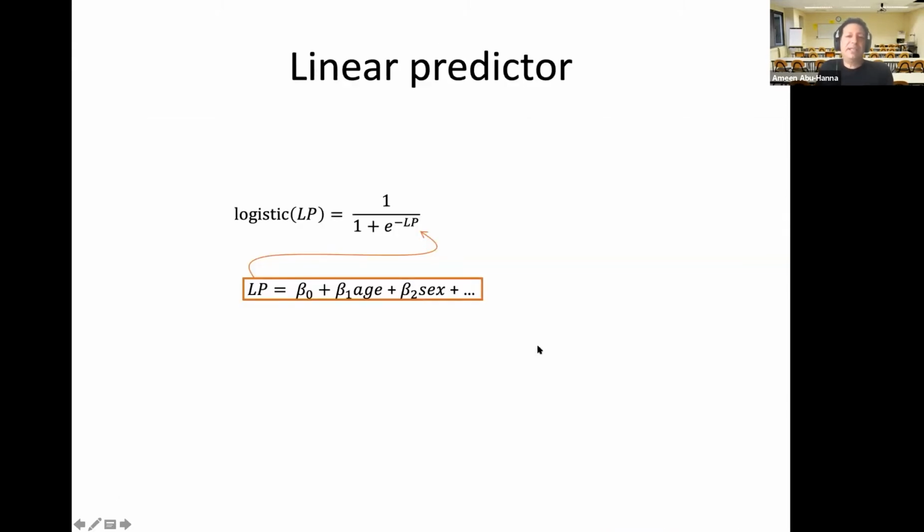And of course, it is not useful if you just have one variable. You can also put what we call the linear predictor here. You can plug in different variables in the models: age, sex, and other variables. So you first calculate what we call a linear predictor, and then you plug it in the logistic formula here, and I get a probability between 0 and 1.